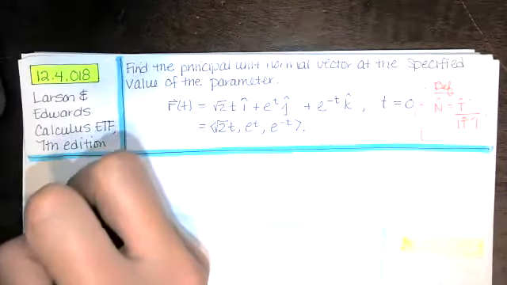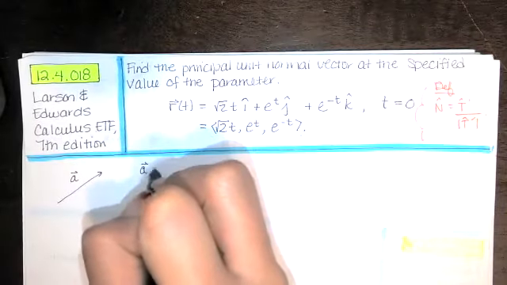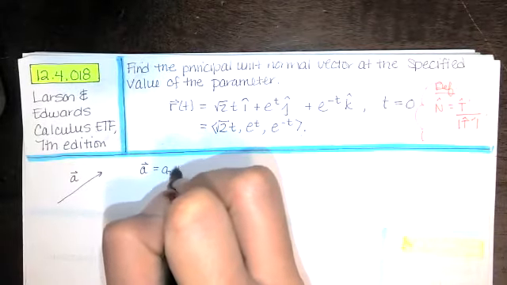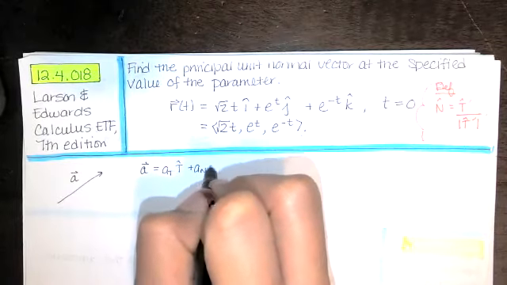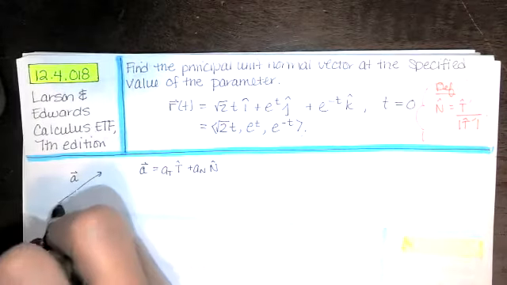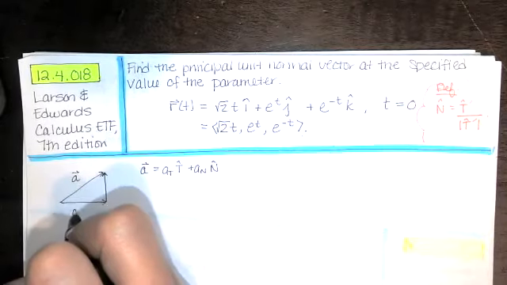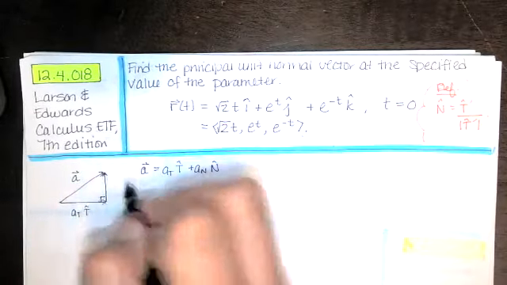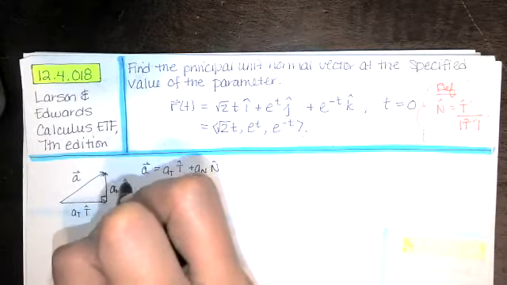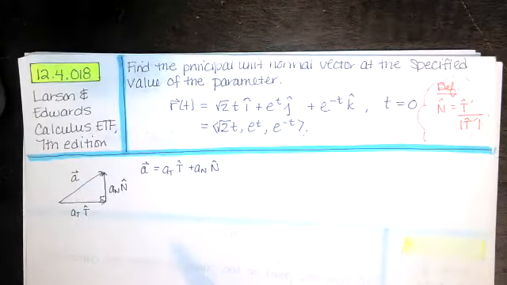If you have an acceleration vector, it can be written as a sub t times t hat plus a sub n times n hat. So it'll have one component in the direction of motion and another component parallel to n hat. And if you add those together, you'll get your acceleration vector back.